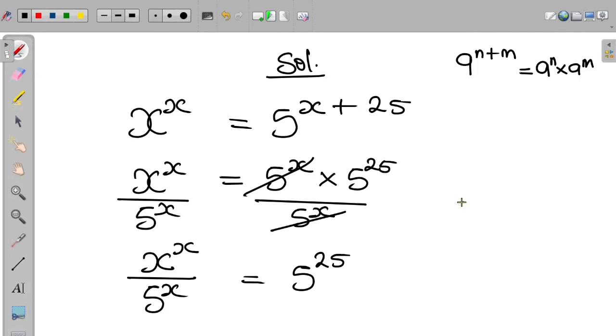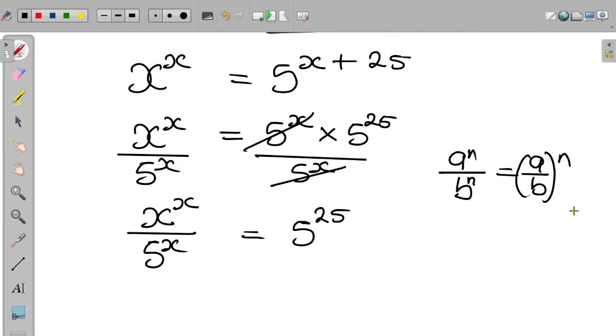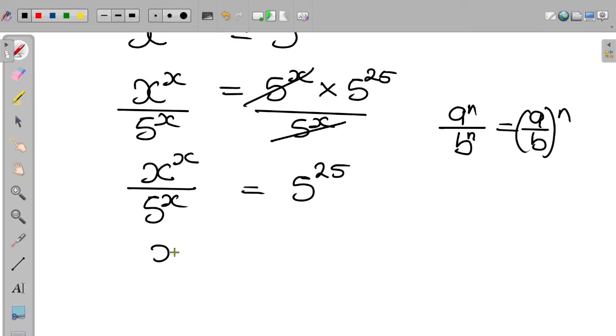Also, recall that if we have a to the power of n divided by b to the power of n, this can be expressed as a divided by b all to the power of n. So therefore, the left-hand side becomes x divided by 5 all raised to the power of x equal to 5 raised to the power of 25.